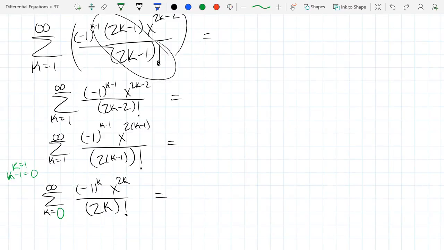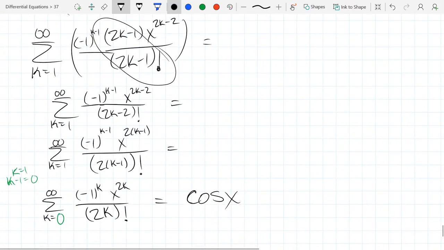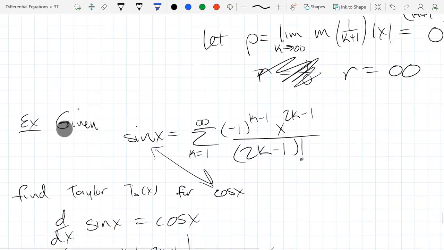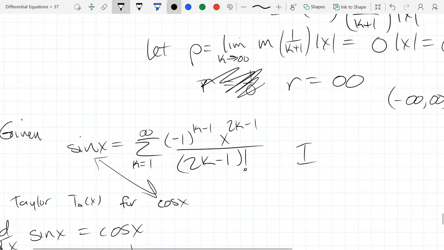So this should be cosine. This should be cosine x. And the interval of convergence stays the same, which I never wrote down. Interval of convergence for this is negative infinity to positive infinity.